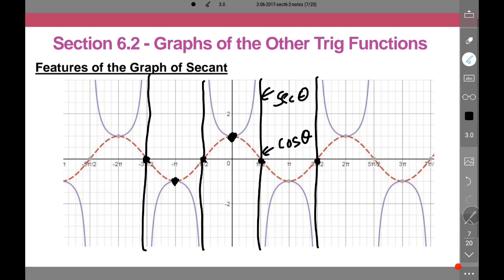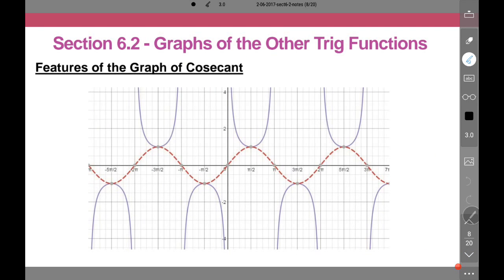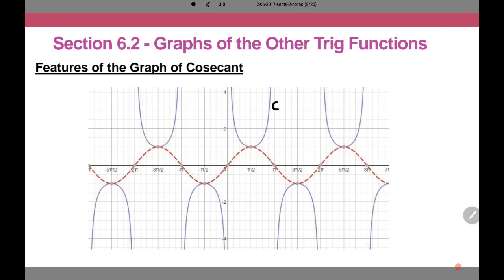Alright, and if we look at cosecant, same thing except it goes with the sine function. So instead of touching the 0, I have an asymptote there. I have an asymptote every value of pi.